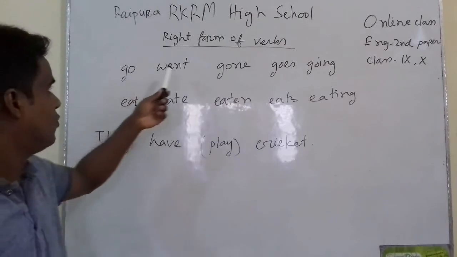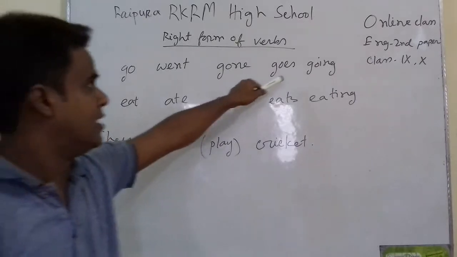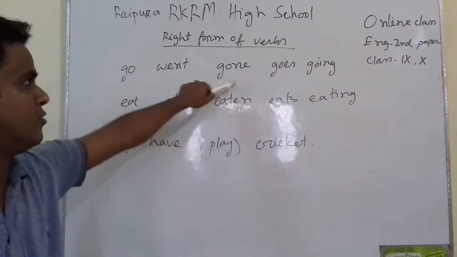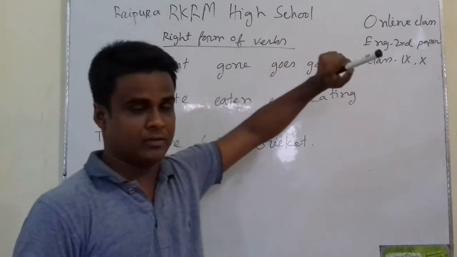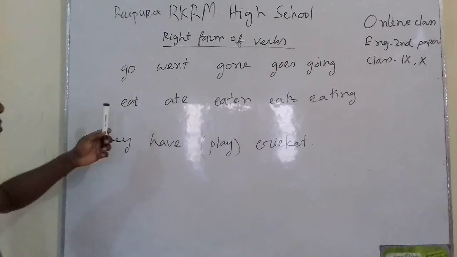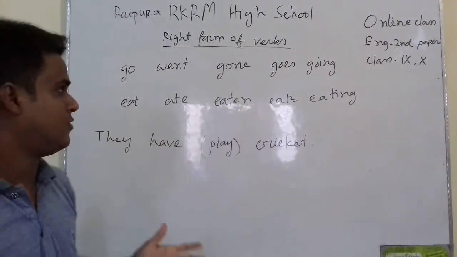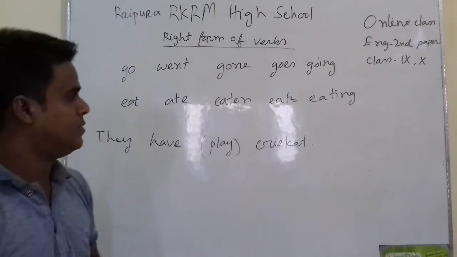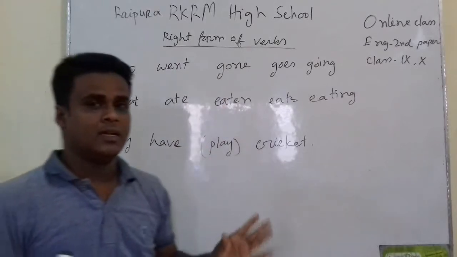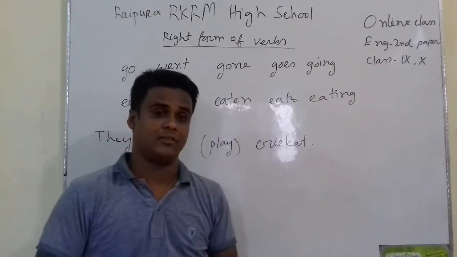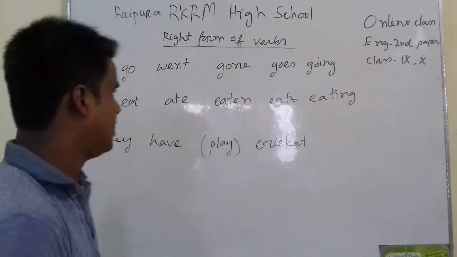And there are other forms: went, which is past form, gone, past participle form. Then sometimes we use es form with the main verb, and then it becomes goes, and going. Okay, so again there is another word: eat, ate, eaten, eats, eating. So we see there are lots of forms of a main verb. But can we use any of the forms in a sentence? No, there are certain rules, and these rules are called right form or uses of right forms of verbs.